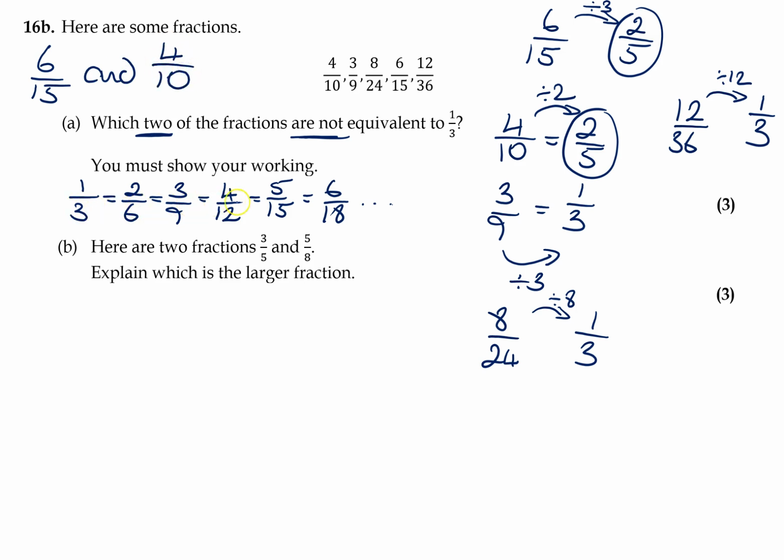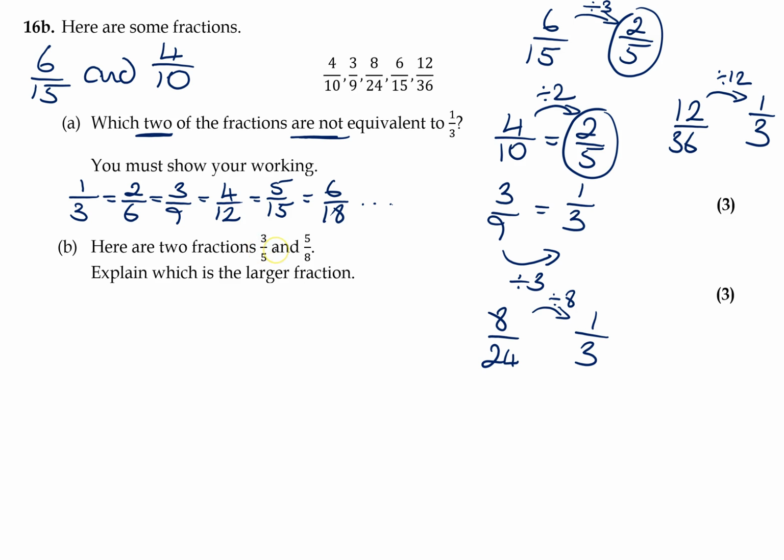If I'd carried this list on, I wouldn't have found a 4/10 because clearly I've gone past that. I wouldn't have found a 6/15 because I've gone past that. So in theory, I could have stopped there because I found my two answers. But it's always best to check and carry on further.